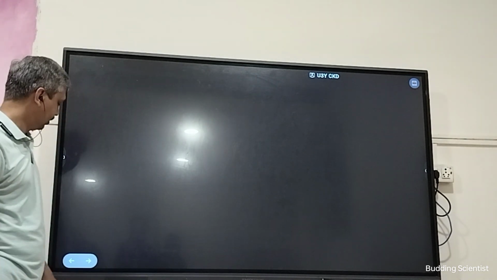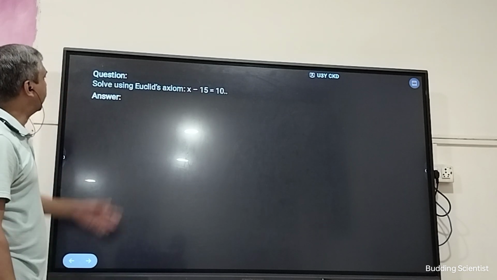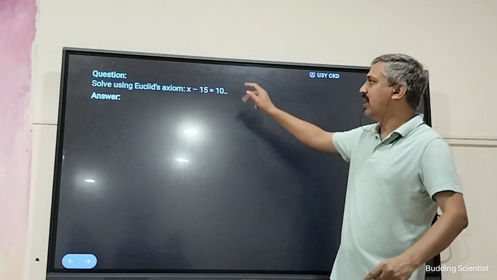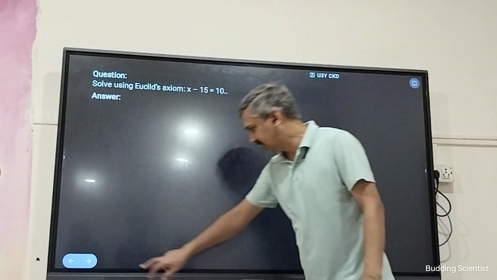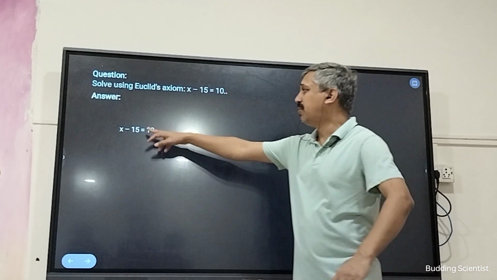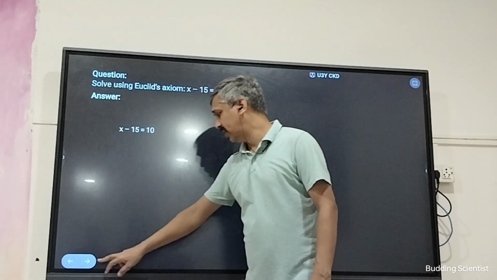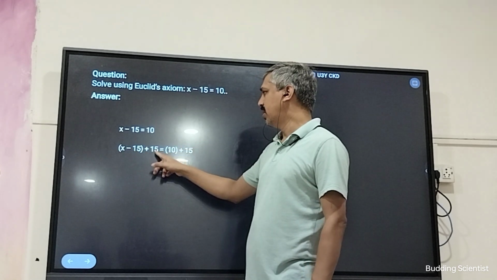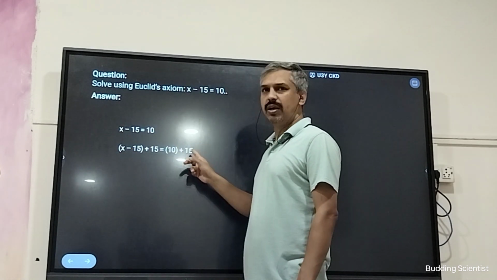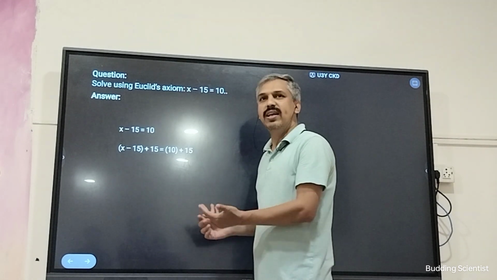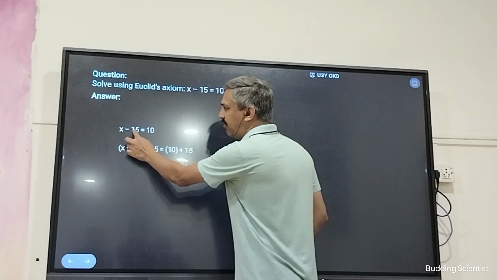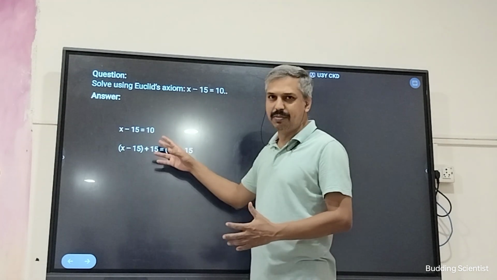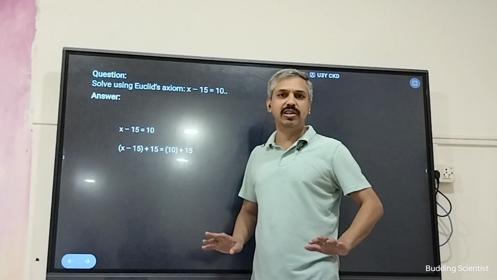Next, oh, this is really interesting. x minus 15 is equal to 10. We have to solve this. x minus 15 is kept in the bracket, plus 15, 10 plus 15. Anybody will say, why do this? Let me tell you why. Because this 15 is to be transferred to this side, this is numerical adjustment, this is algebra. Euclid was not talking about algebra.